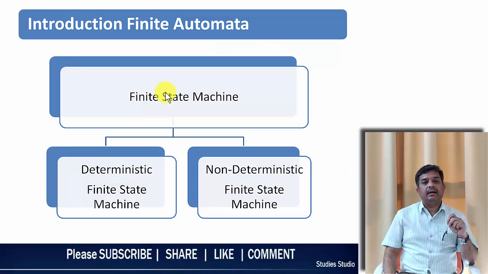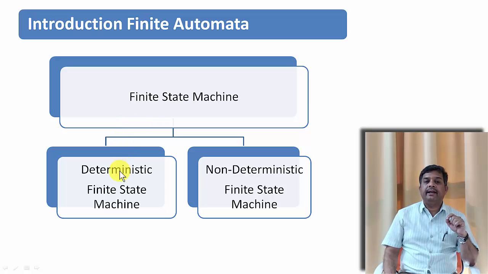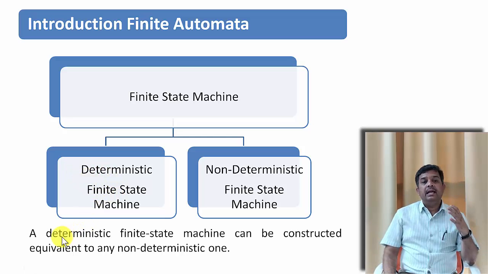Basically, a finite automata is defined into two categories. The first one is deterministic finite machine or finite automata, and the second one is non-deterministic finite machine or non-deterministic finite automata. So in this video, we are going to concentrate on deterministic finite automata or DFA. Basically, a deterministic finite automata can be constructed equivalent to any non-deterministic finite automata. We'll see how to convert it in our future videos.